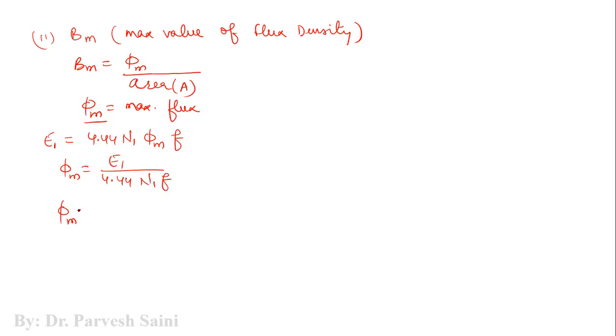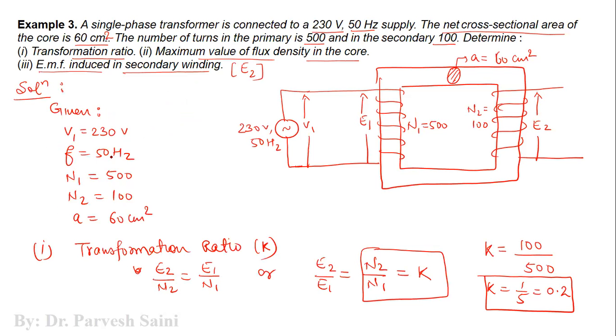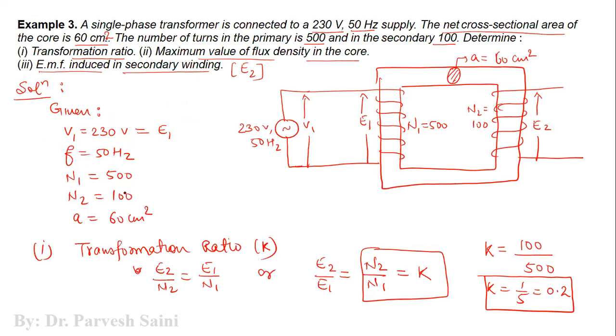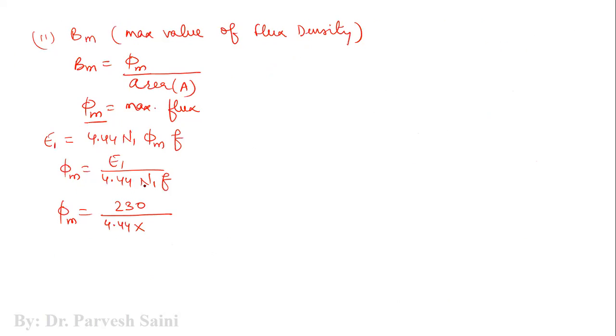So phi m is equal to E1, which is 230 volt, because V1 is equal to 230 is equal to E1 in ideal condition. We have assumed this, right? So it is 230, and then 4.44, N1 is also given, which is equal to 500, and the frequency is 50. So when we calculate this, the value of phi m will be equal to 0.00207 Weber.